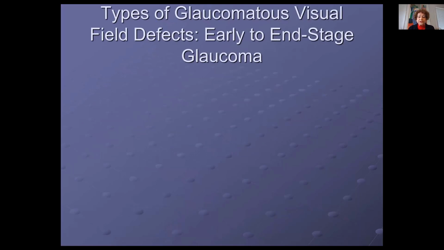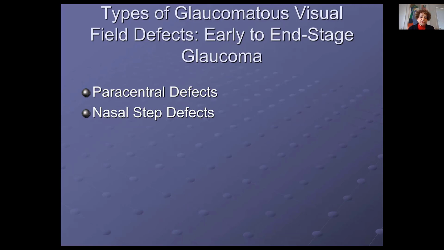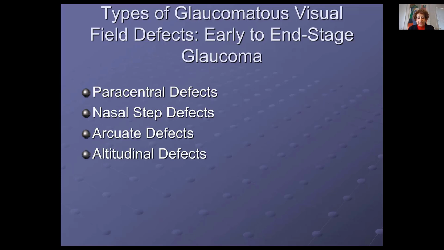So let's start out by just quickly reviewing the types of visual field defects that we do see in glaucoma, starting from early to end-stage glaucoma. We start out with paracentral defects. Then glaucoma progresses to cause nasal step defects, then arcuate defects. It progresses to altitudinal defects, and then finally peripheral field constriction and eventually visual acuity loss. So I will be going over cases of almost all of these types of defects to show what other diseases need to be considered when you do see a patient who you deem may be a glaucoma suspect that has a field defect that suggests that they may have glaucoma.